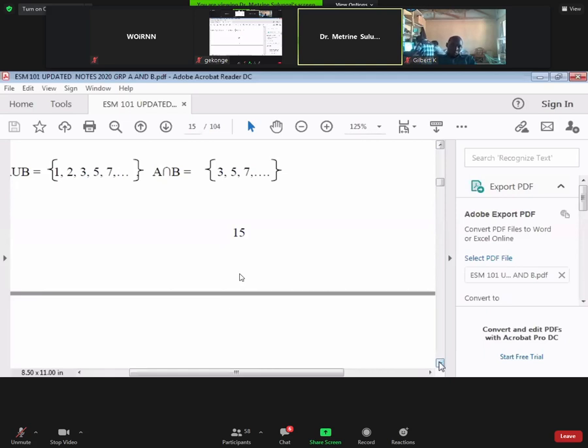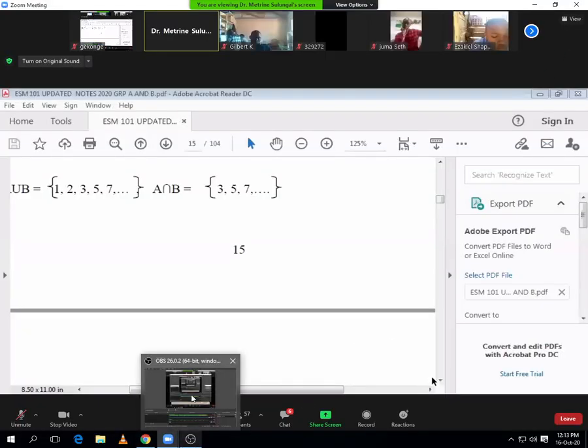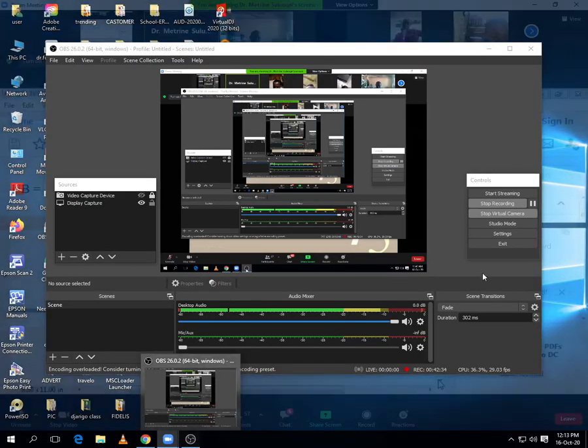Now, like in first year, all students do core units. This 101 is being done by all the students. So that now becomes an intersection for all the first years, that all the first years are doing ESM 101. They're also doing communication skills. That's an example of intersection. We can look at more intersection.